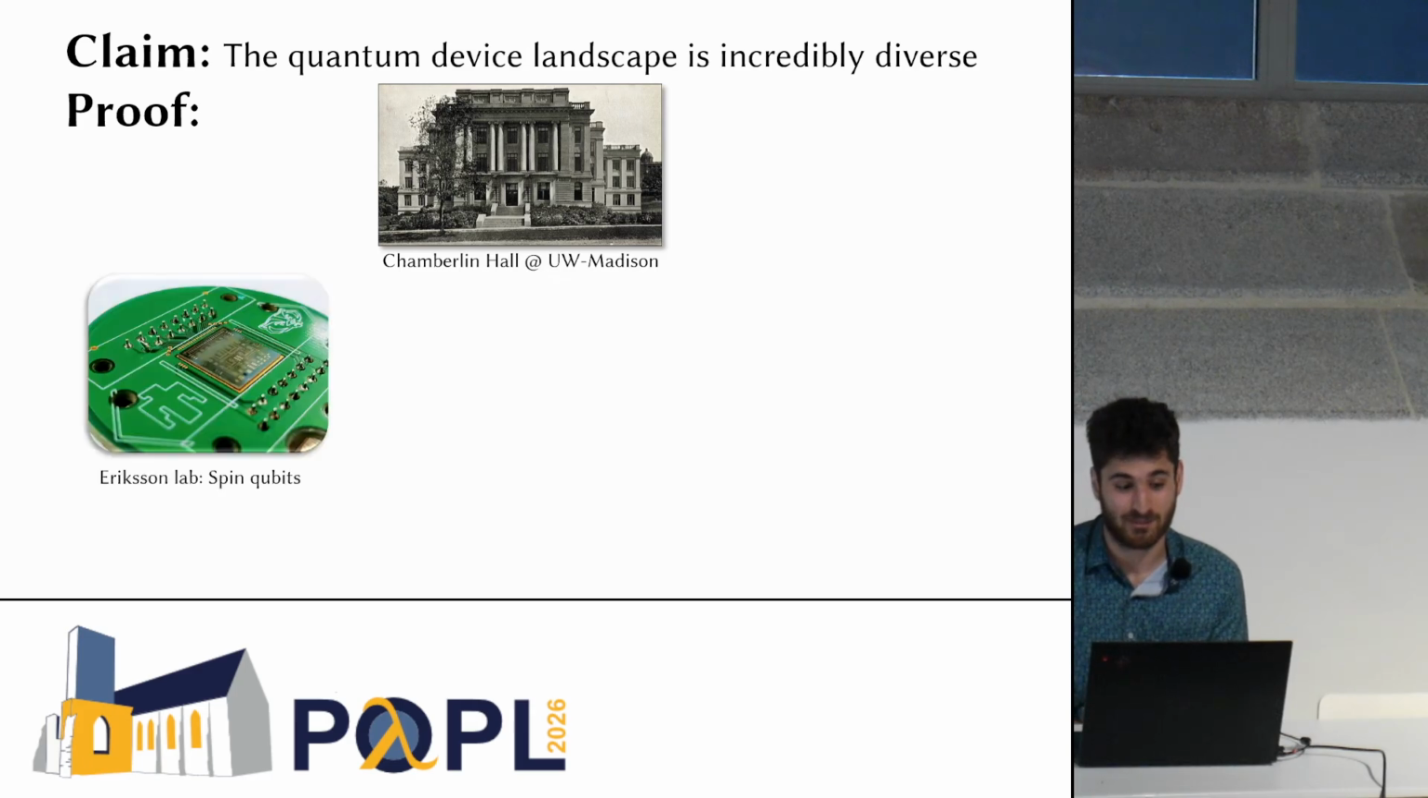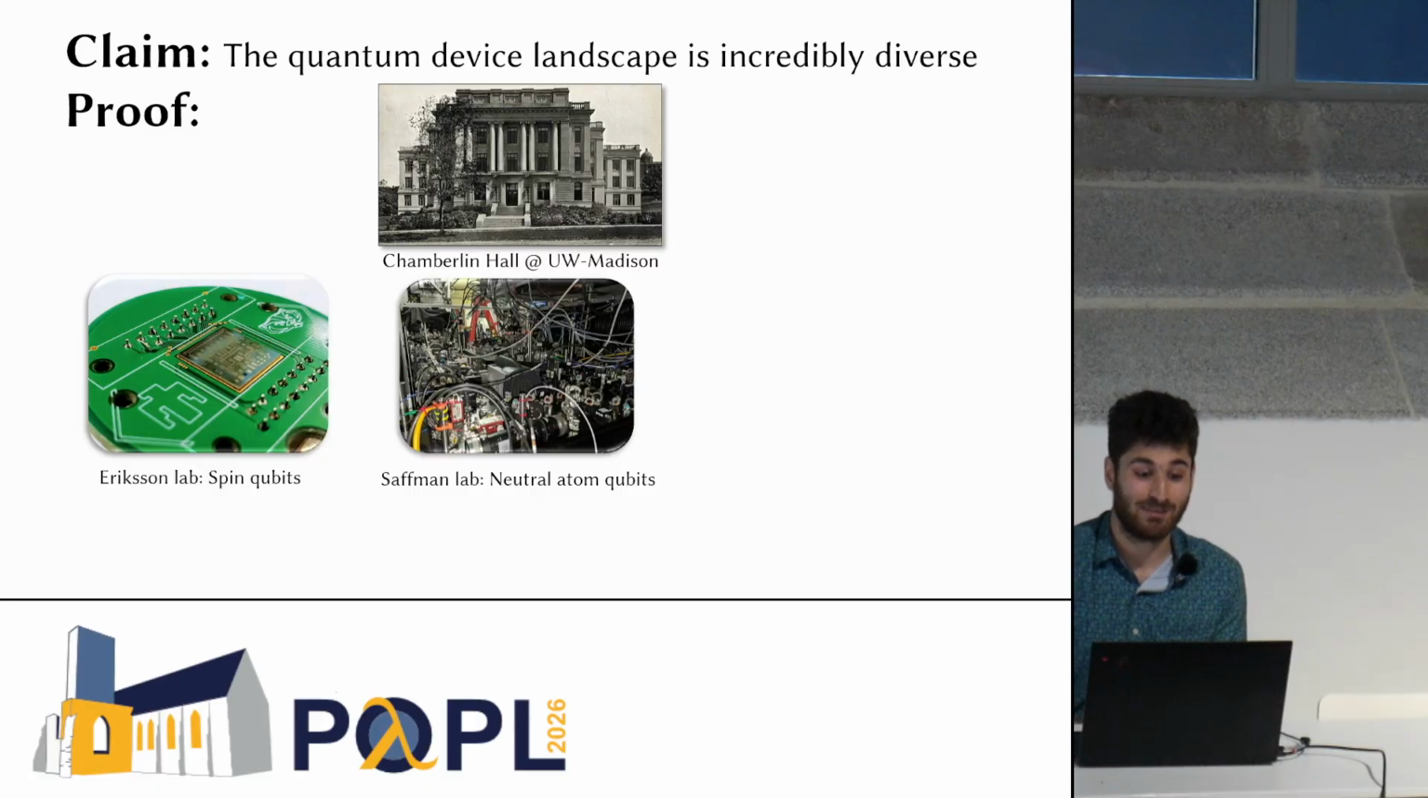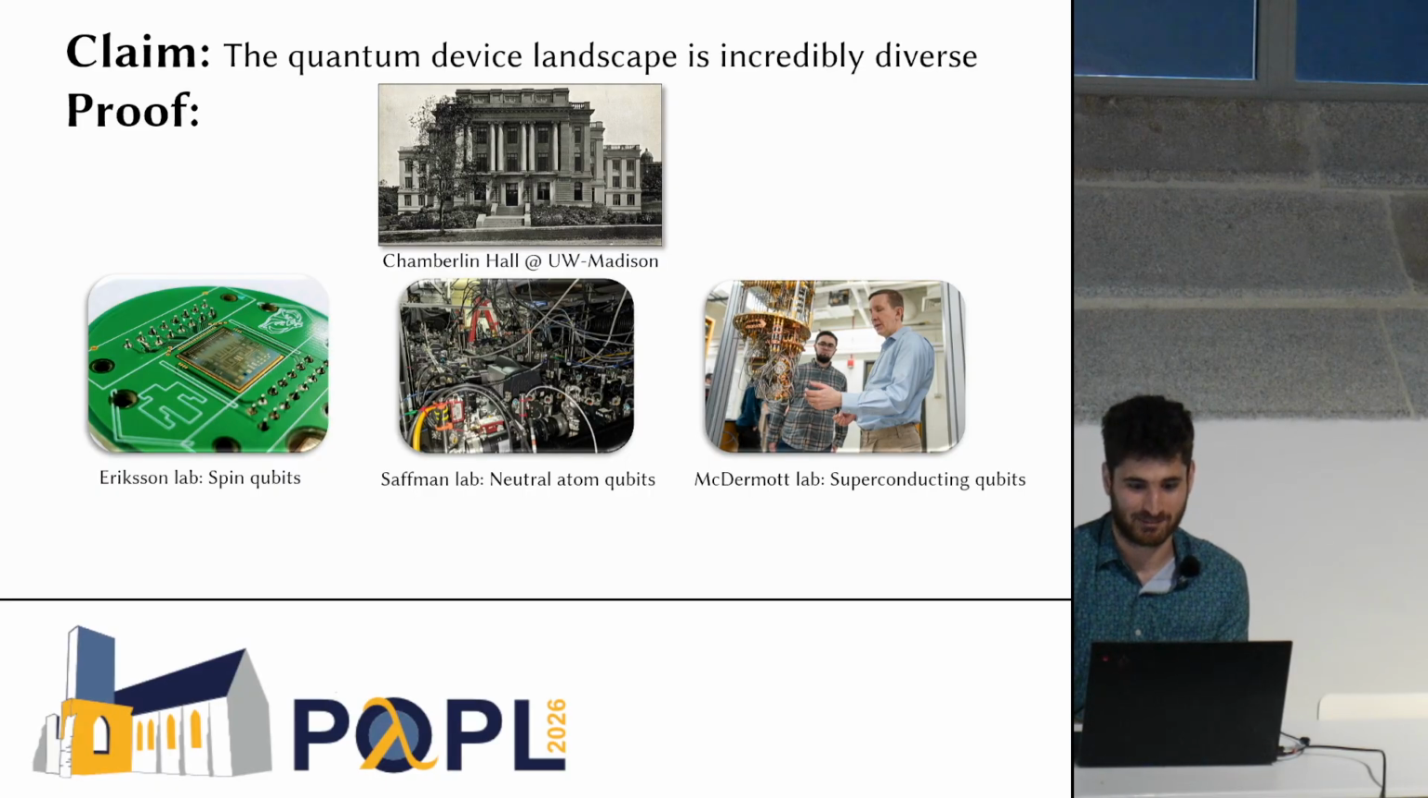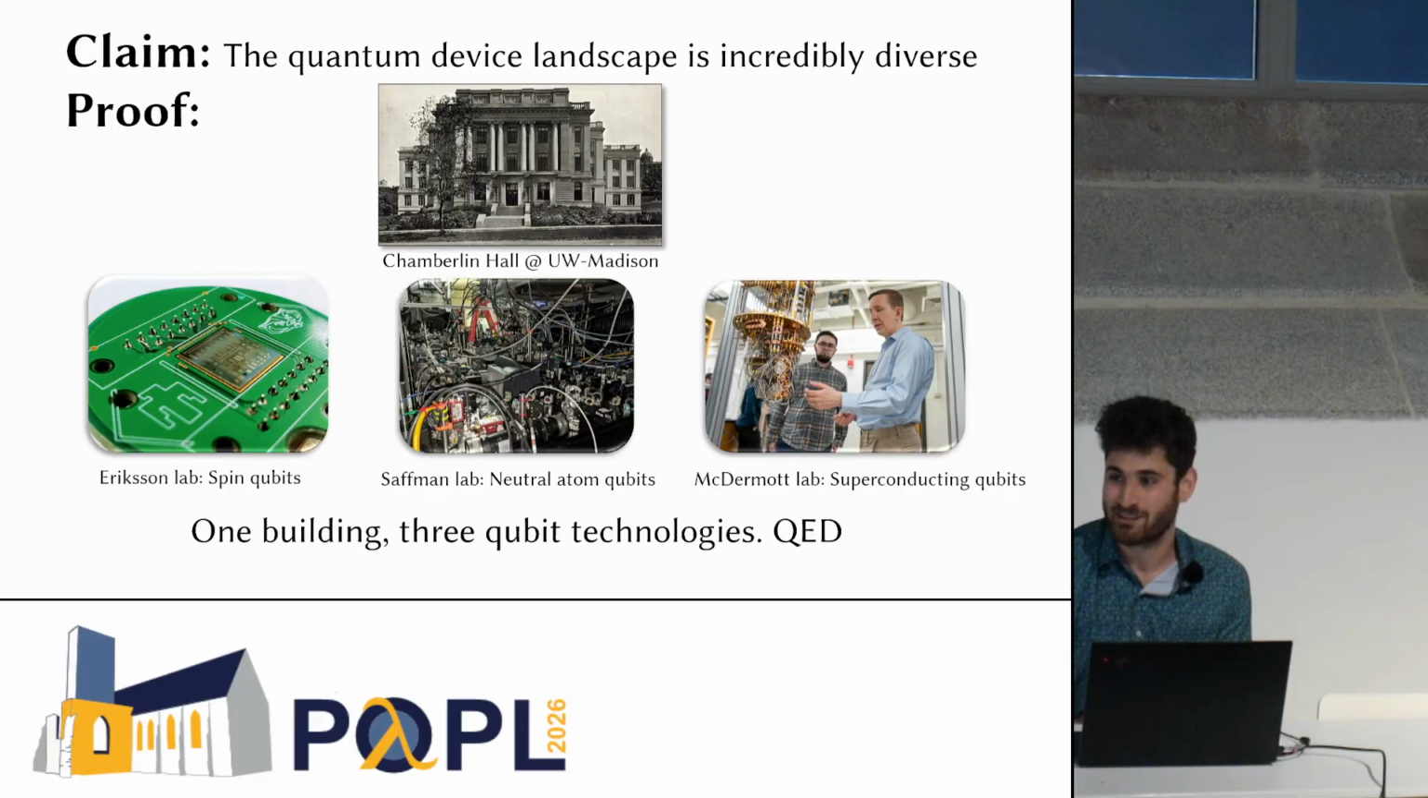The Ericsson lab is developing qubits based on silicon dots that are called spin qubits. The Saffman lab is building neutral atom qubits. And the McDermott lab is building superconducting qubits. So within this single building, there are 3 completely different technologies that are being used as the basis for quantum computers today. That concludes the proof.